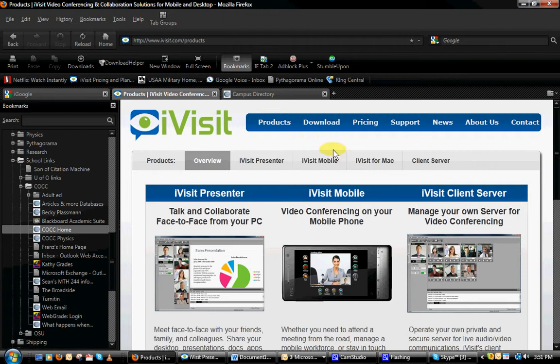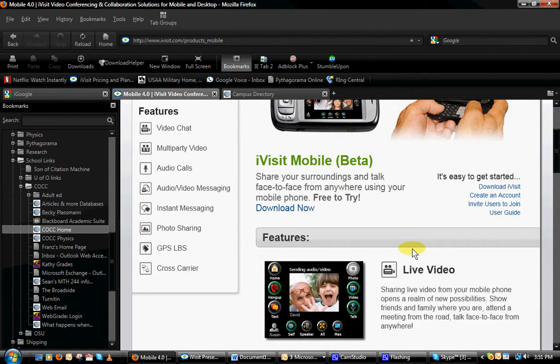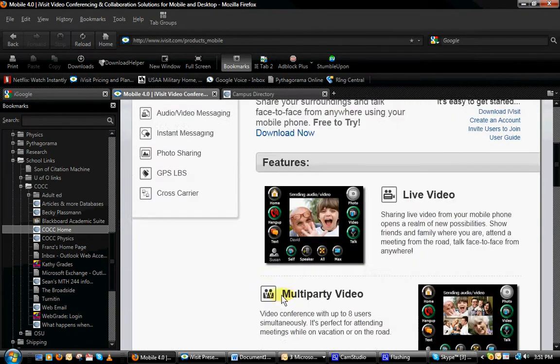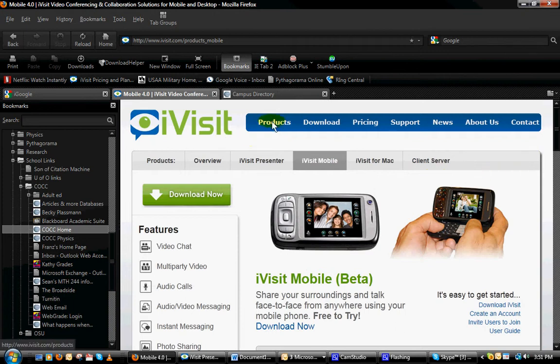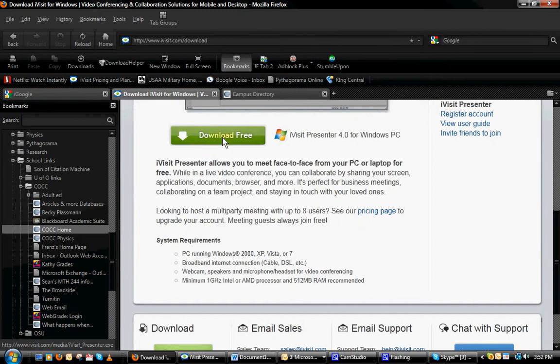This again is completely a free application that is cross-platform. People who have PCs or Macs can use this. There's iVisit for Mac right here, and then there's also the iVisit mobile. So folks who would like to do this on their mobile phone or their other gadget can absolutely do it. And basically what you do is you just go to download and then download for free.